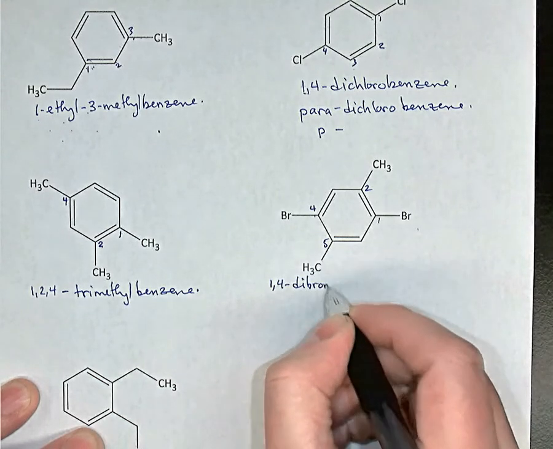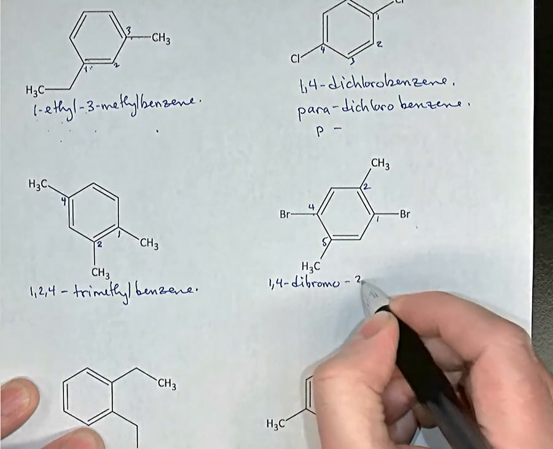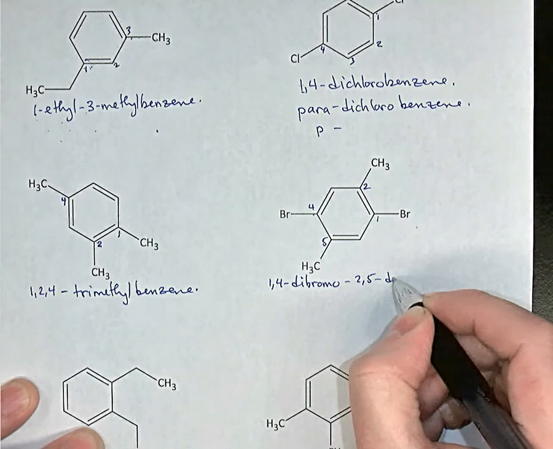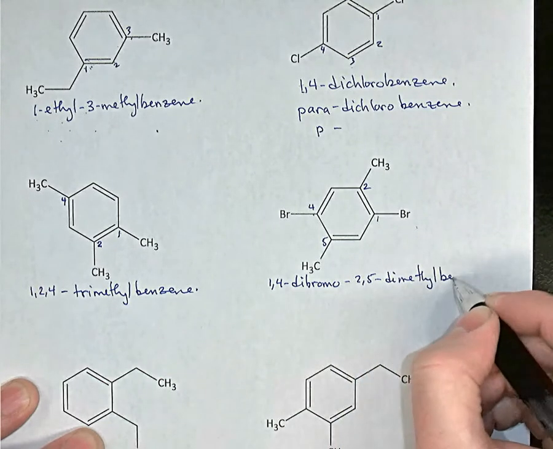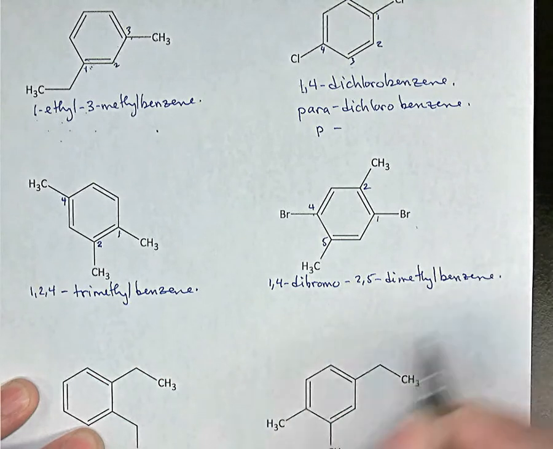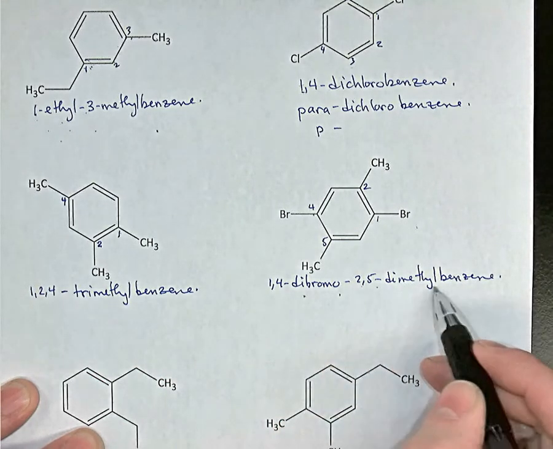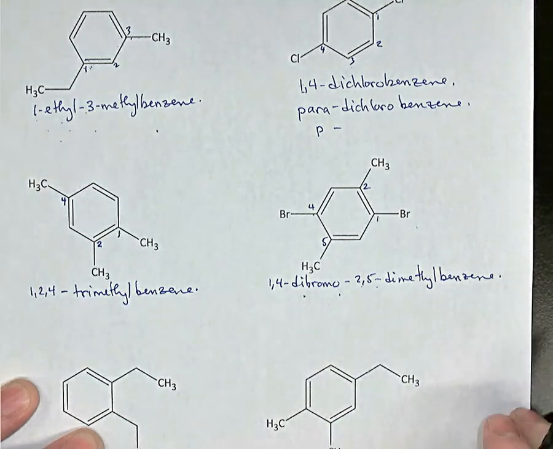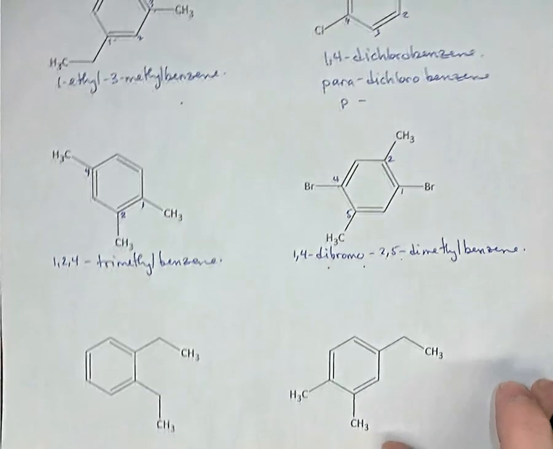So I'm going to call this 1,4-dibromo, the bromo before the methyl, and then 2,5-dimethylbenzene. 1,4-dibromo-2,5-dimethylbenzene. And 2 more examples, and we're done.